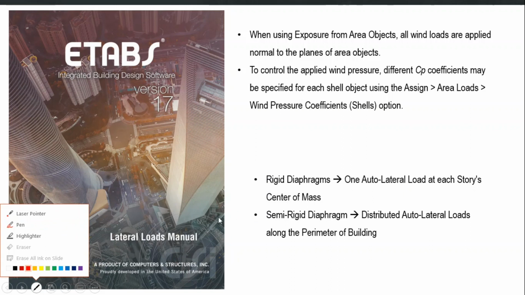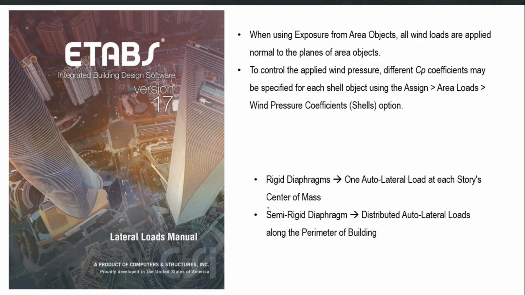For the semi-rigid option or flexible diaphragm option, the program will not apply just one load at each story. It will distribute the auto-lateral load along the perimeter of the building. So if I just draw one particular floor level, let's say this is the plan view of one floor level and this is the center of mass. If I apply the rigid diaphragm option, and let's say it is applying force in X direction, the program will just apply one total force for that whole floor. It will simply apply it at the center of mass.